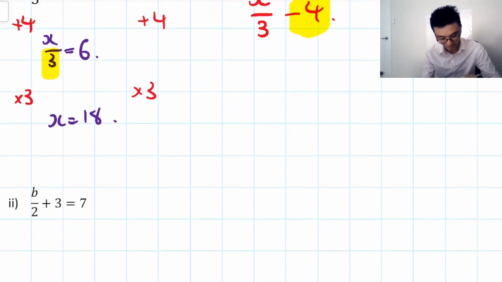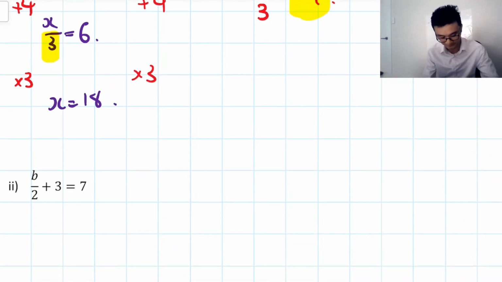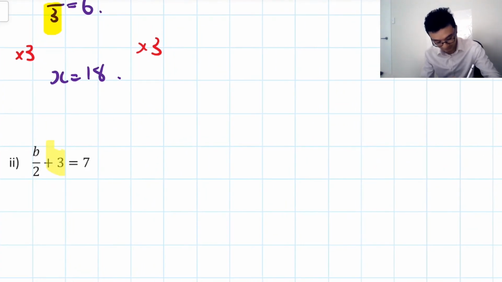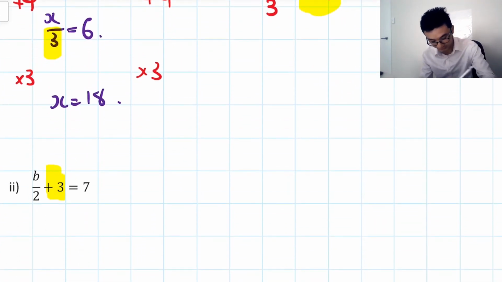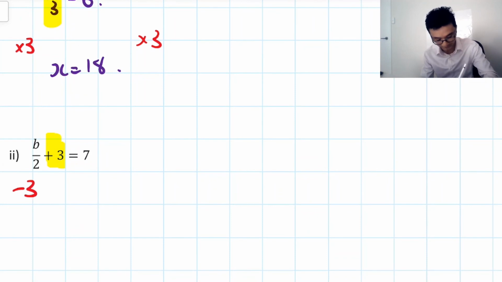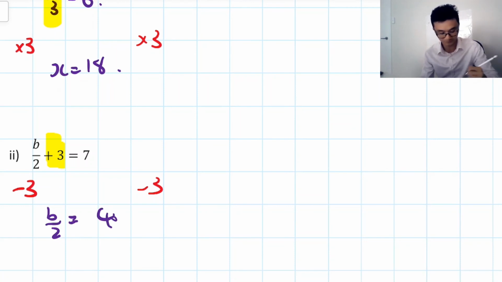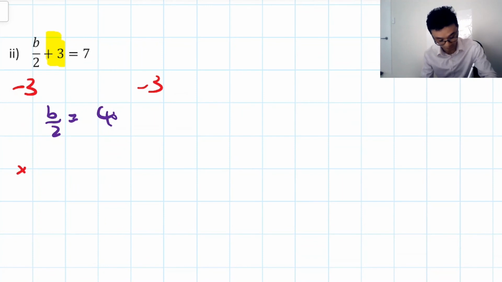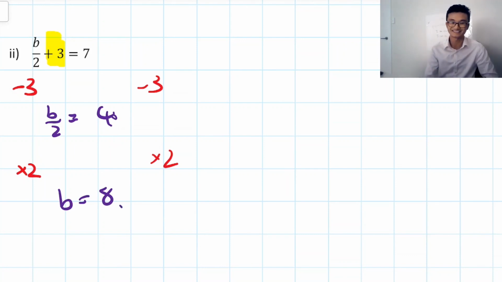Alright, last one here. I'm going to try this one. Pause the video, have a go for me, and come back. Alright. Hopefully you had a crack. So I'm going to start with this addition by 3 here. The opposite of that is subtraction by 3. And so I'm going to get b over 2 is equal to 7 minus 3, which is 4. And then last but not least, the opposite of dividing by 2 is multiplying by 2. So I'm going to get b is equal to 4 times 2, which is 8. And that's our final answer.